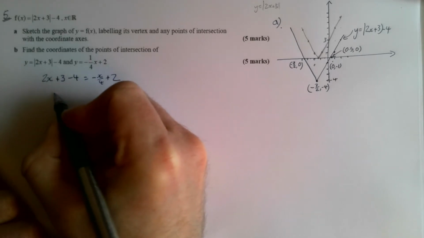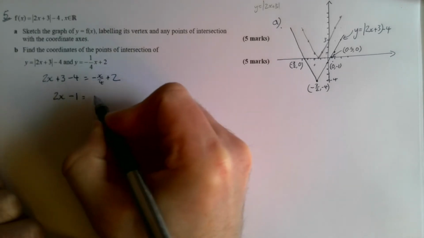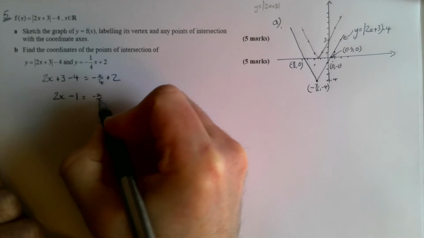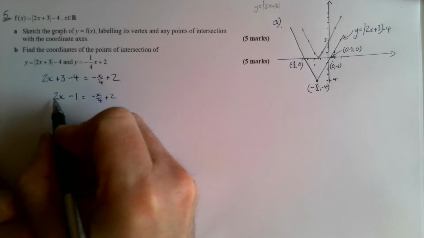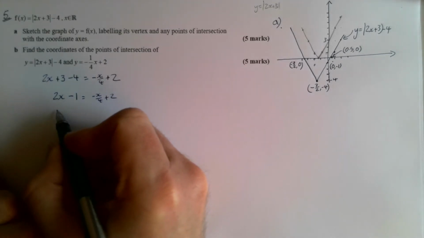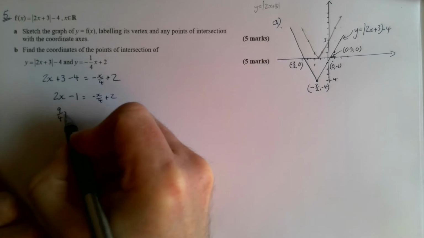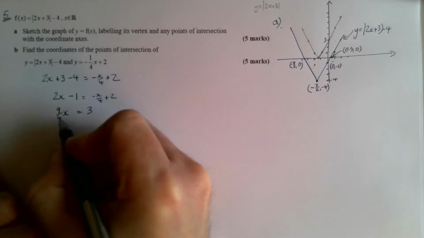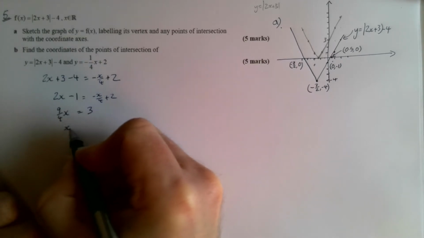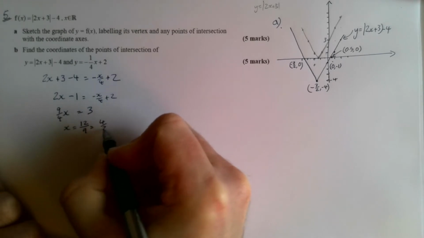So we'll then have, just clear that up, 2x take 1 is equal to minus x over 4 plus 2. Then if we take the x's over to this side, that's going to be adding a quarter onto 2. Well, 2 is 8 quarters, so that'll be 9 quarters of x is going to equal 3. Multiply by 4 and divide by 9 is going to give us 12 over 9, which is 4/3.